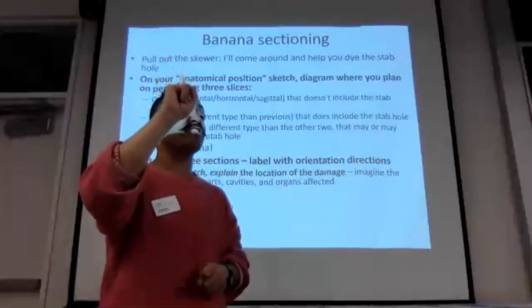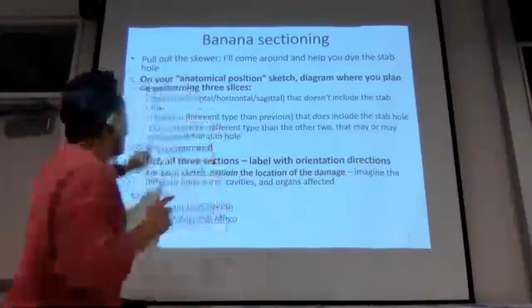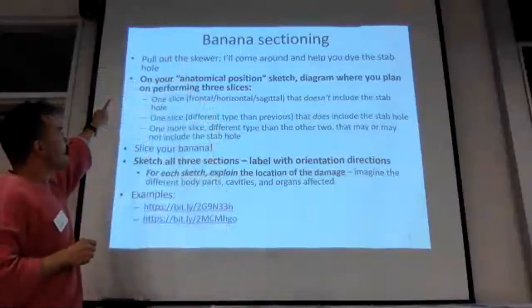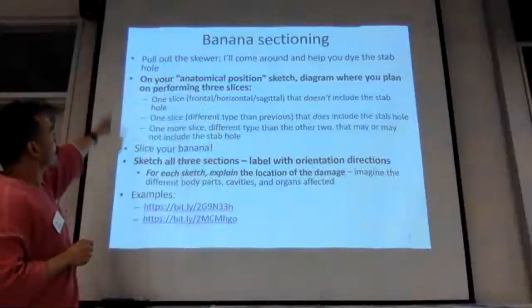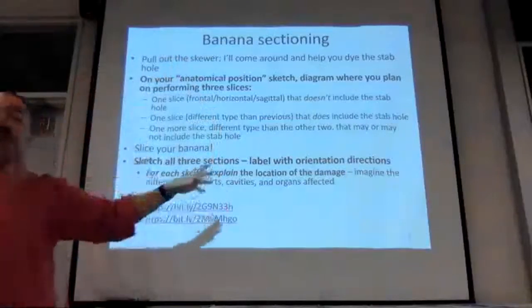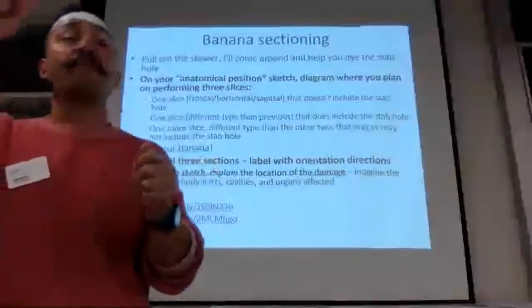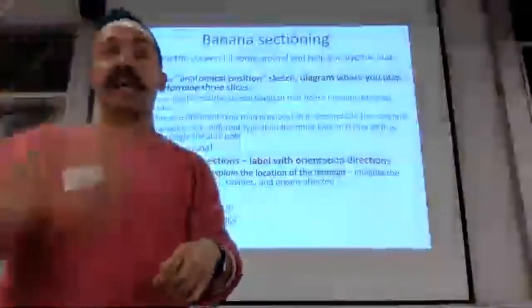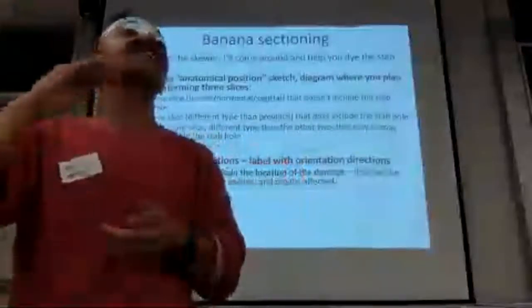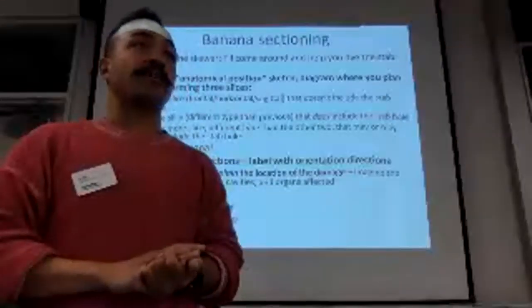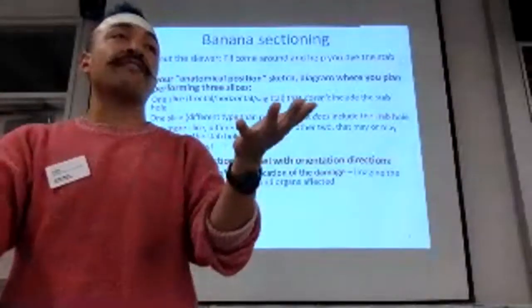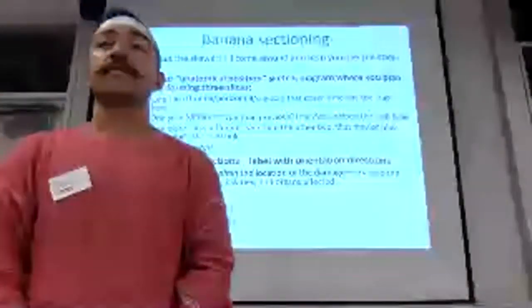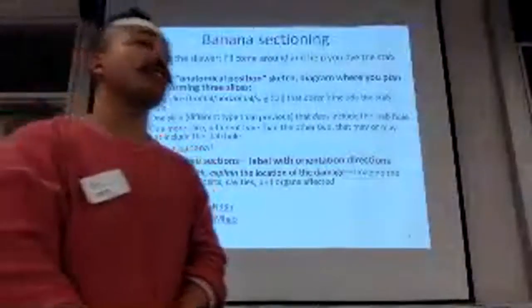Let's start with just one section for now. On your first section, what I'd like you to do is make a section, either sagittal, front, or transverse. Make one section that includes the stab wound. Whatever is useful, relevant for your banana. Make one cut, one clean cut all the way through, that includes the stab wound.